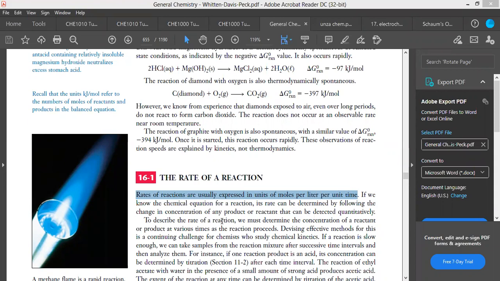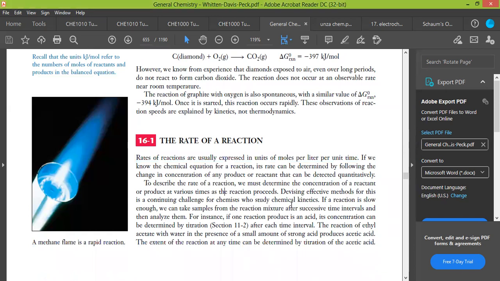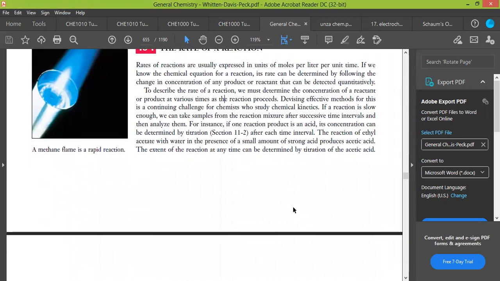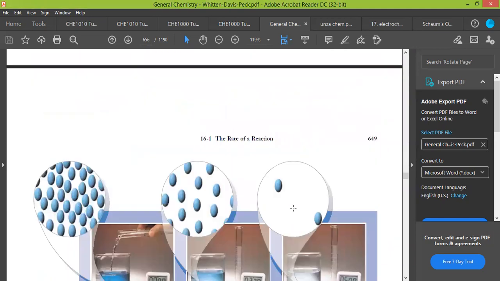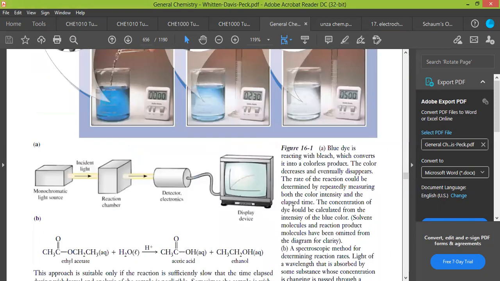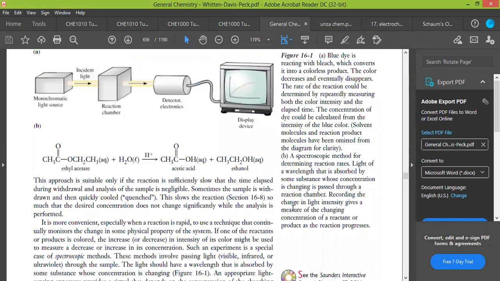So to describe the rate of the reaction, we must determine the concentration of a reactant or product at various times as the reaction proceeds. So this is what I'm explaining. And then devising effective methods for this is a challenge to chemists who study chemical kinetics. And this is an example of a device that can be used.